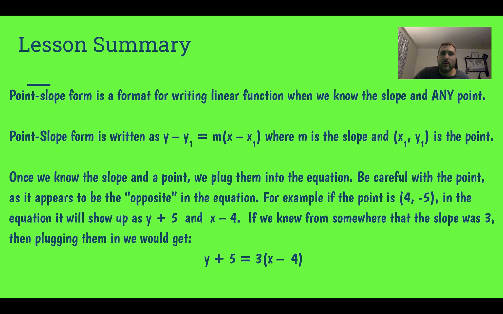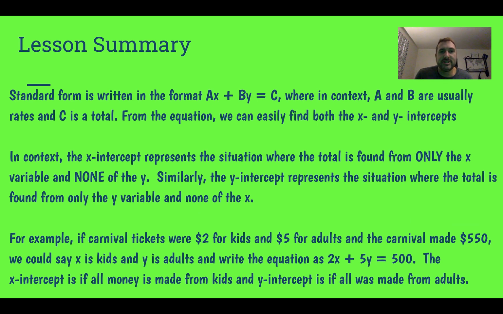We would plug those in and get y plus 5 equals 3 times x minus 4. Slope is the same as it was before. Point is opposite in the equation. And again, we can use Desmos to help check to see if we're doing stuff correctly. We also learned about standard form, where it's ax plus by equals c. So a and b are usually rates, and c is your total, as we saw with the concert tickets and the sporting events. From those equations, we can find our x and y intercepts.